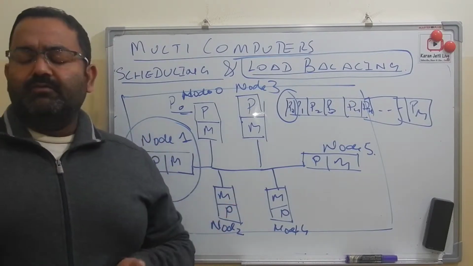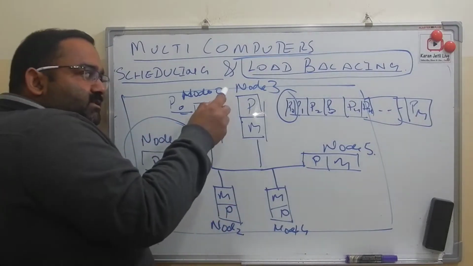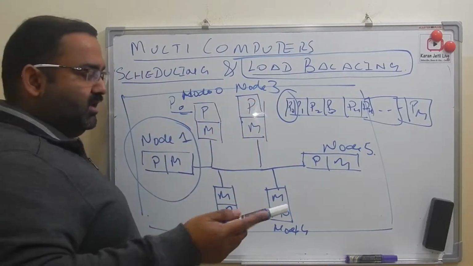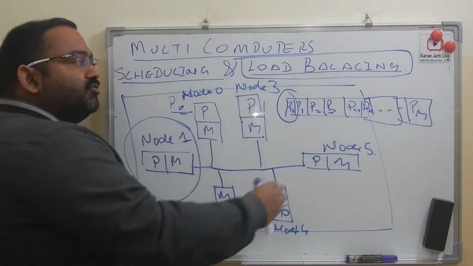What do we mean by equal amount of load? It means if node 0 has 3 processes, it doesn't mean node 3 should have 0, and this should have 10, this should have 2. So all the load should be balanced.